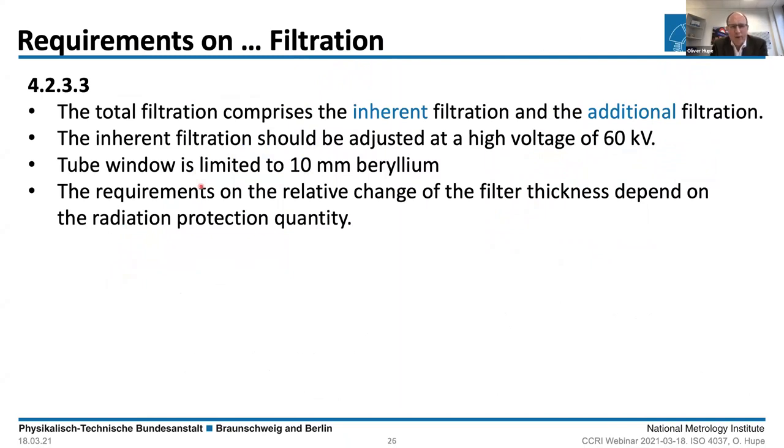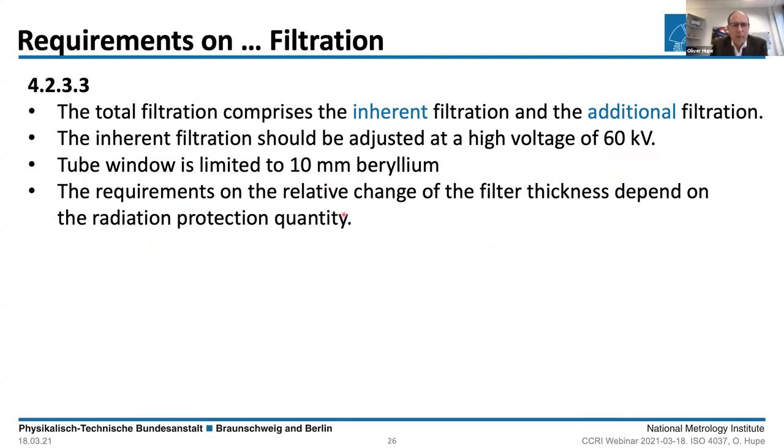The total filtration comprises the inherent filtration given by the tube and the additional filtration to realize the radiation quality. The inherent filtration should be adjusted at a high voltage of 60 kV because you are aiming at an aluminum equivalent, which is only aluminum equivalent at a given energy, so we have to specify the energy. The tube window is limited to 10 millimeters beryllium, because if it's bigger, you get a lot of scattered radiation.